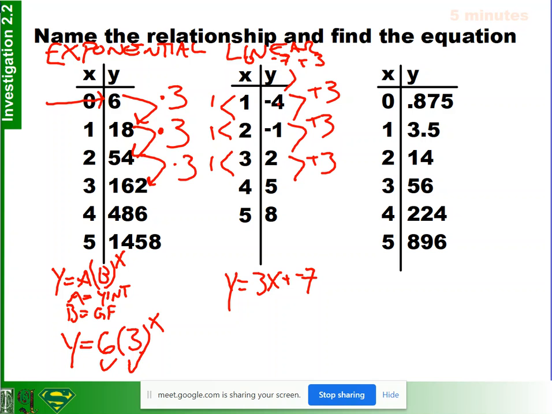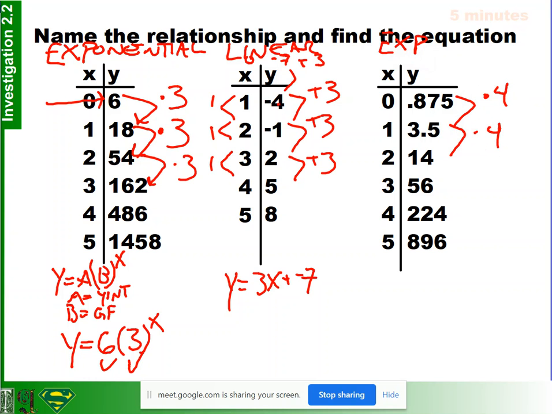Okay, volunteer for the third table. Avery. All right, Avery. So this one is exponential because you have to multiply by 4 every time. Okay, so you said you're multiplying by 4 every time, okay?